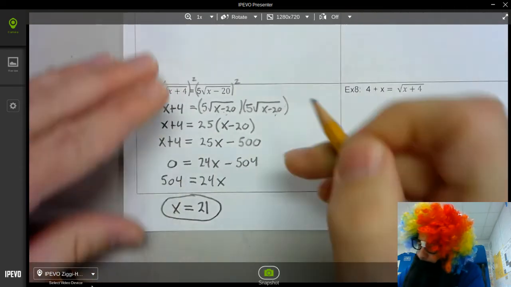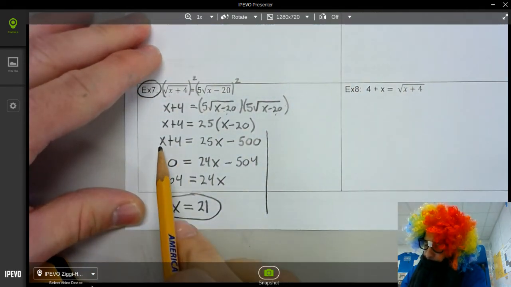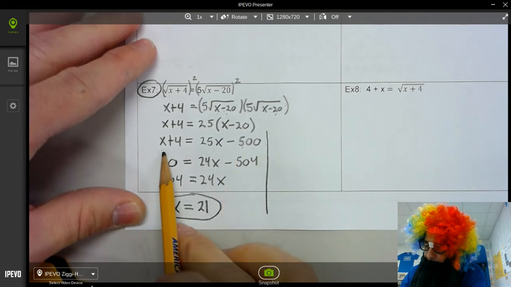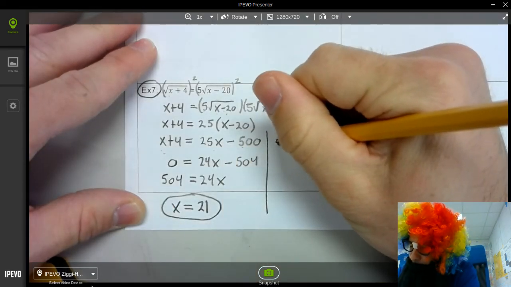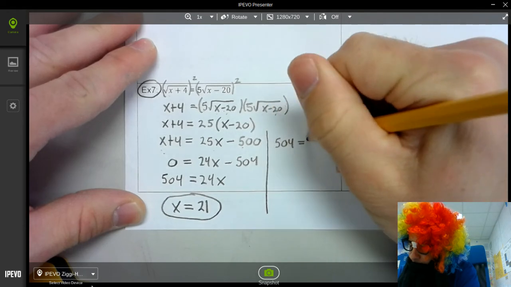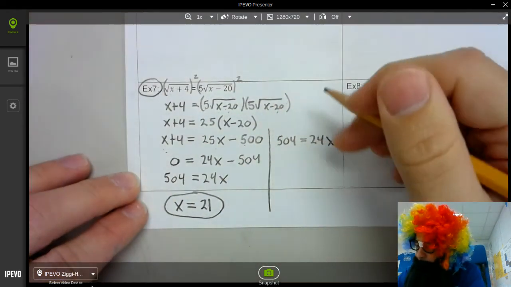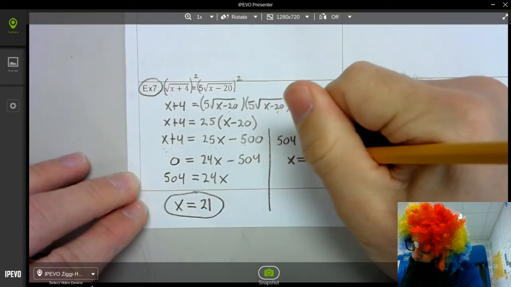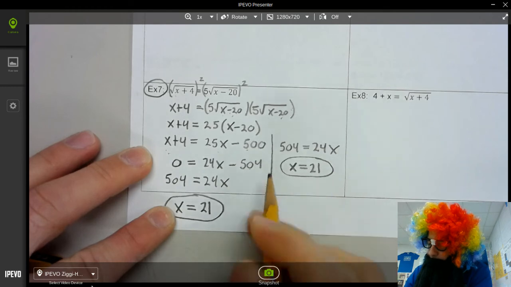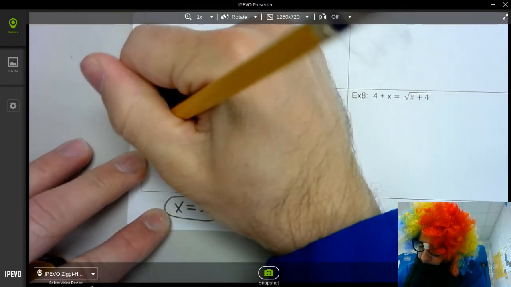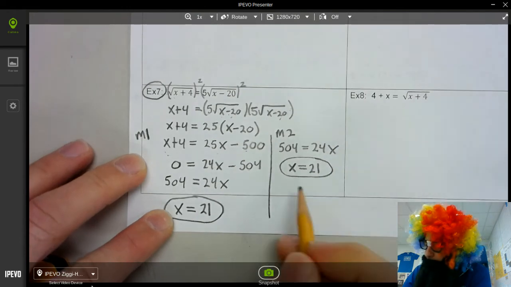Now just notice something. There's actually another way you could have done this. You could have actually subtracted x and added 500. So you would have actually gotten 504 equals 24x this way. So it could have saved you some steps. And then you know that you divide by 24, so x equals 21. So 2 ways to do that problem. You don't have to do both of them, but it's just method 1, method 2.